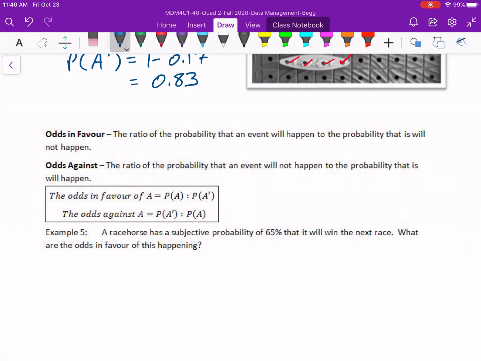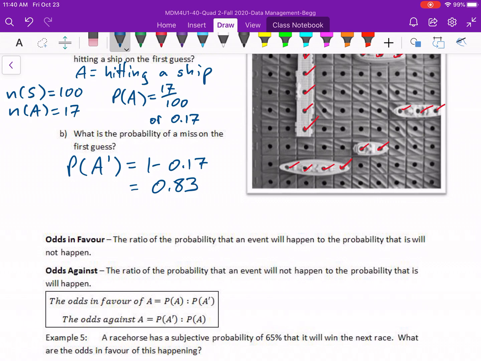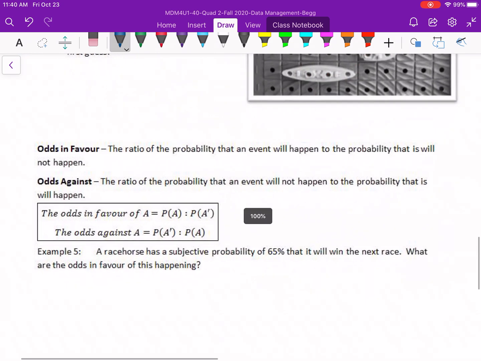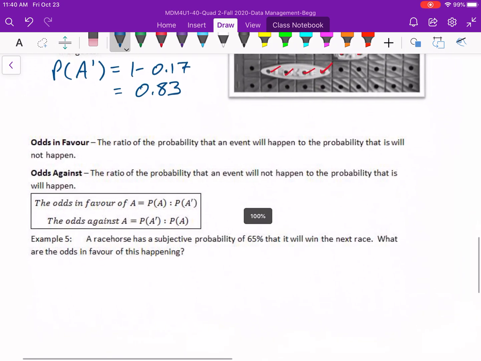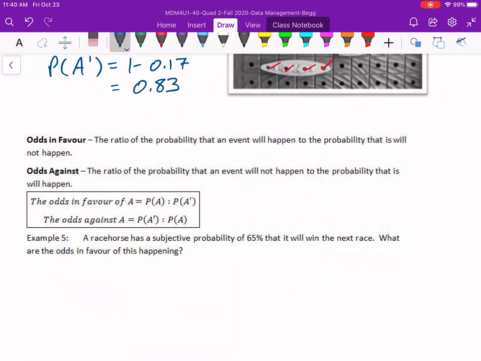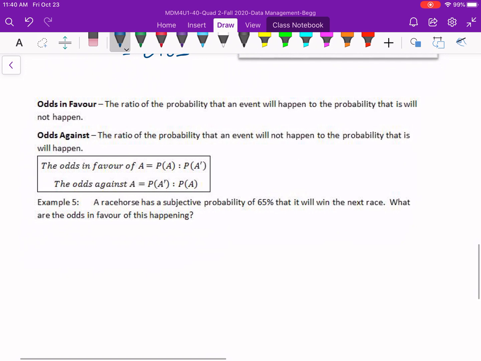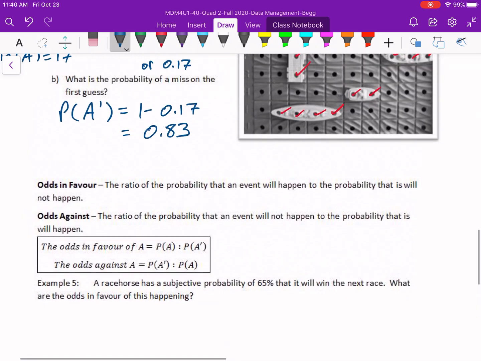Probability is a mathematical calculation for whether something's going to happen. So the probability of hitting a ship on your first guess, we work it out as 17 over 100. We can express it as a percent. Odds instead is the ratio of the probability that an event will happen to the probability that it will not happen.